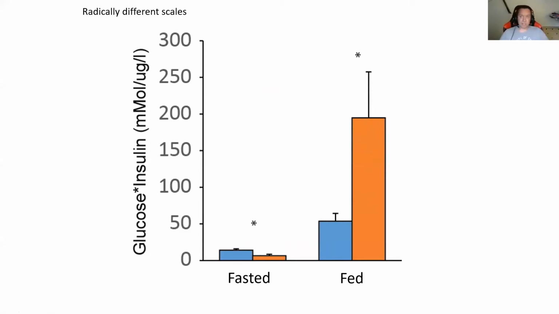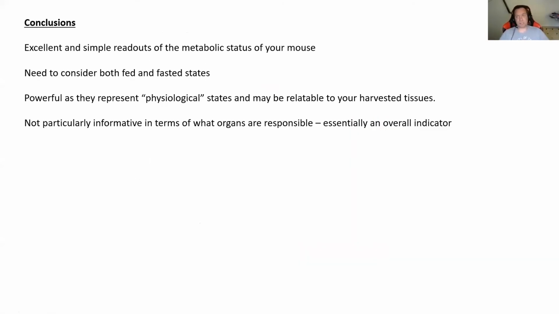So I'd say the key conclusions from these are, we know from this data that there is something going on in our mouse, so it's an excellent and simple readout of the metabolic status of our mouse. I would argue, based on this data, it's really important to consider both the fed and fasted states. It's easy to get trapped into just doing one or the other, but you can see in this case, we have the most extreme example you can get, which is literally diametrically opposite phenotypes depending on whether the animal is fed or fasted.